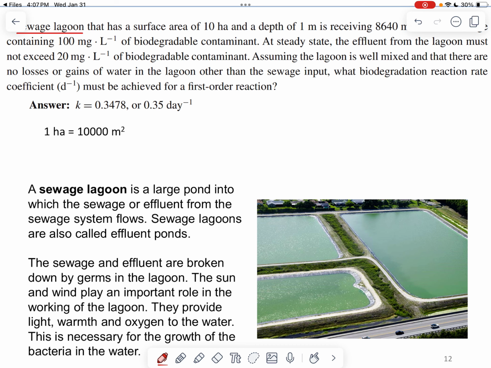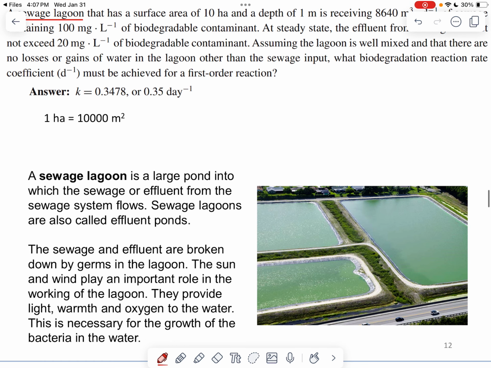So basically, the sewage lagoon looks like this, shown in the picture. It is a large pond into which the sewage or effluent from the sewage system flows. The sewage lagoons are also called effluent ponds. The sewage and effluent are broken down by germs in the lagoon. So you need an ecosystem to reduce the concentration of the pollutants.